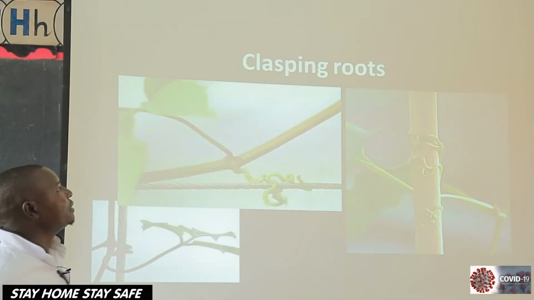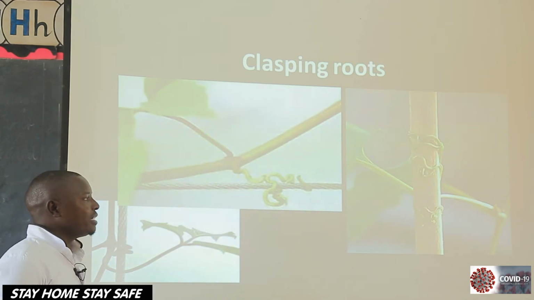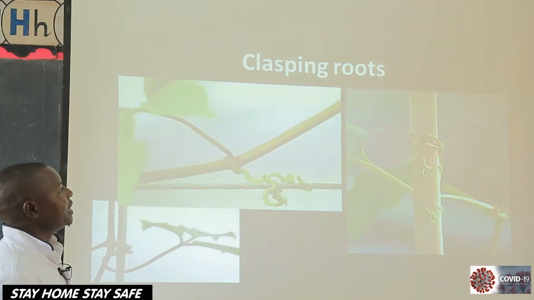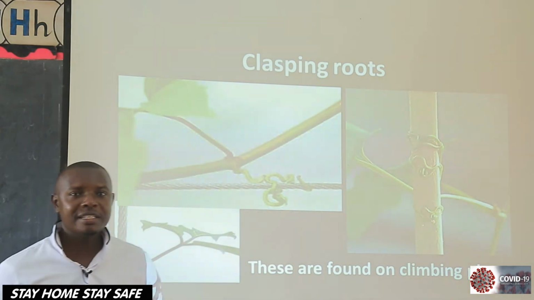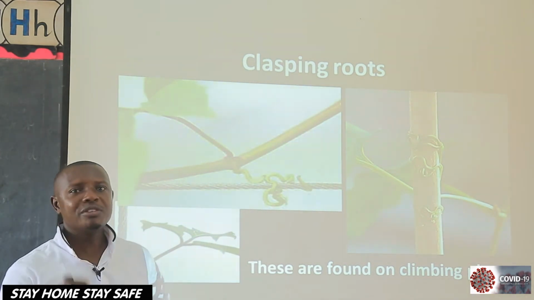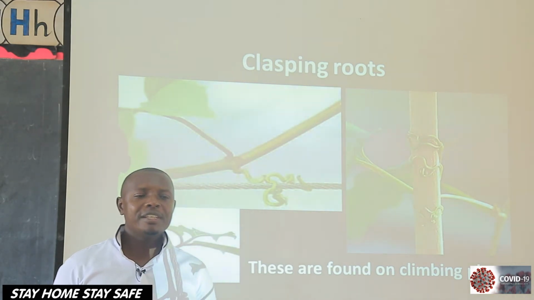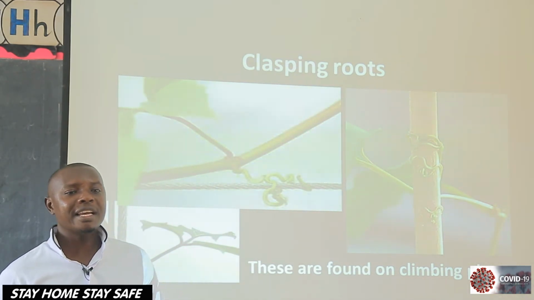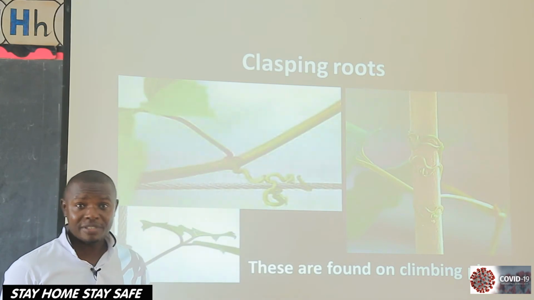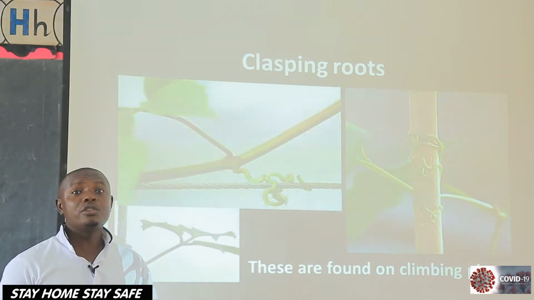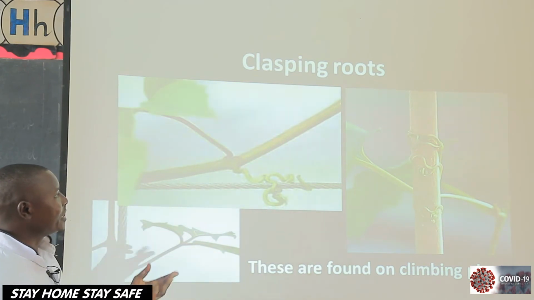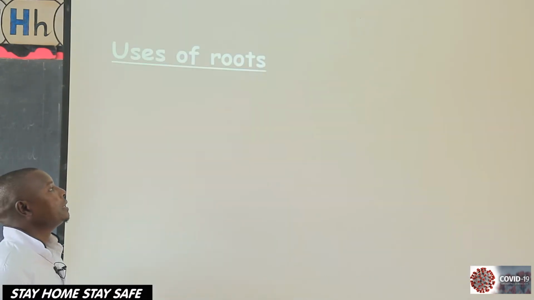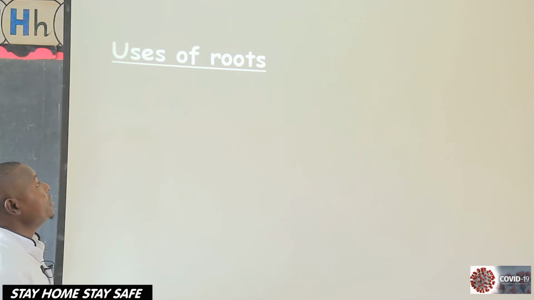We have clasping roots. Mostly clasping roots are found in climbing plants, plants that climb others, maybe to get extra support. You find some other plants are climbing so that they can get enough sunlight for photosynthesis to take place. Are we there? Yes. We can proceed and look at another one, which is the uses of roots.